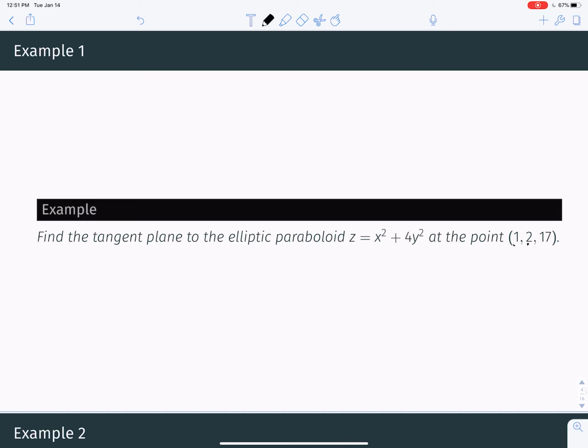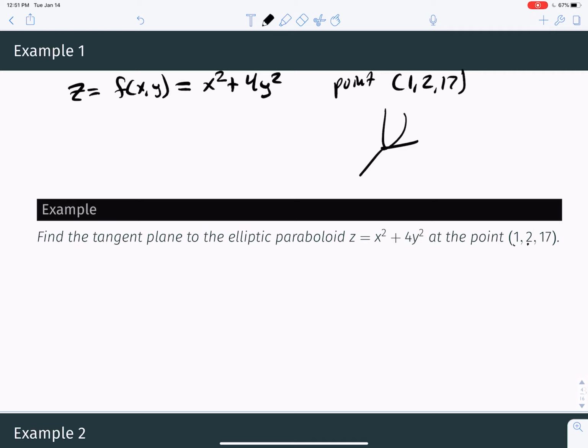We've got z equals f of x, y equals x squared plus 4y squared. And we've got a point, which is (1, 2, 17). If you could try to draw the graph, it looks something like this. So here we are, here's (1, 2), and there's (1, 2, 17). And we're trying to make that tangent plane on that graph.